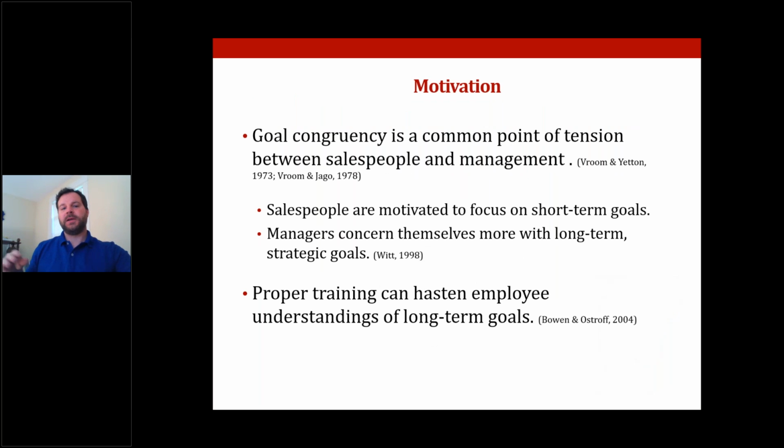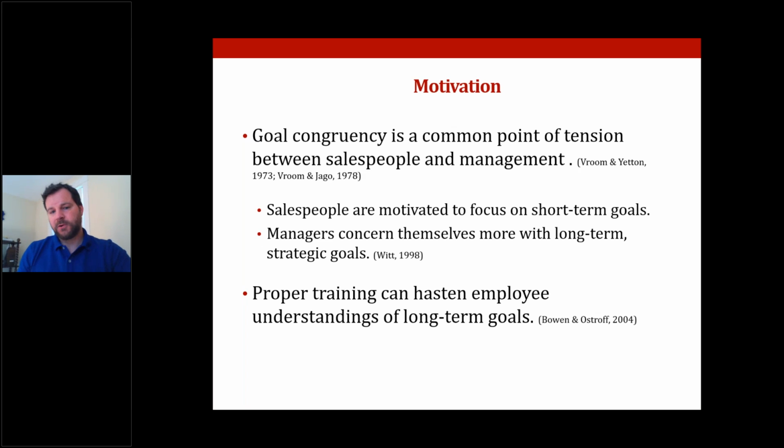So this problem area is related to this idea of goal congruency. It's a point of tension between salespeople and management. You can see my quotes here. They're from the 70s, this literature. This is nothing new, right? This is nothing new that the goals of salespeople and management tend to have some tension. At first it doesn't necessarily make sense because you think sales are sales, but salespeople are motivated to really focus on the short term. They're not really thinking 2 years down the line. That's not how those jobs are. They're focusing on the short term.